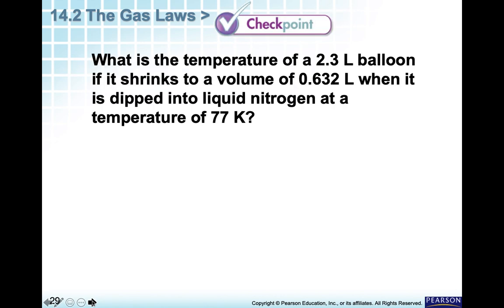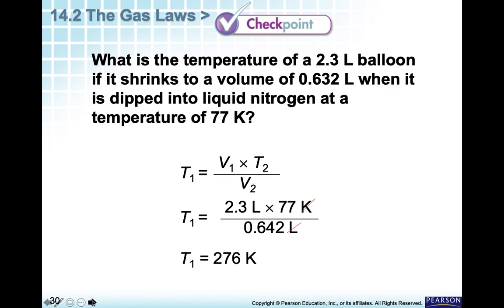So, here's your chance to show me what you know. What is the original temperature of a balloon that is 2.3 liters if it shrinks in volume to 0.632 liters when it's dipped in liquid nitrogen at a temperature of 77 Kelvin? So they want to know the original temperature. Go ahead and try and figure this out. Pause the video.